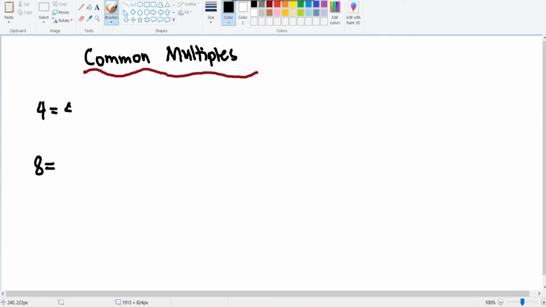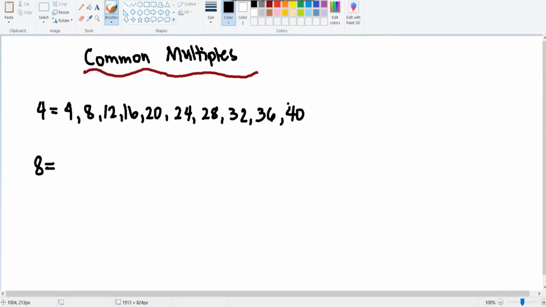We have 4, 8, 12, 16, 20, 24, 28, 32, 36, and 40. So it's up to the instruction on how many multiples you have to list down. But for this example, we have to list down the first 10 multiples.